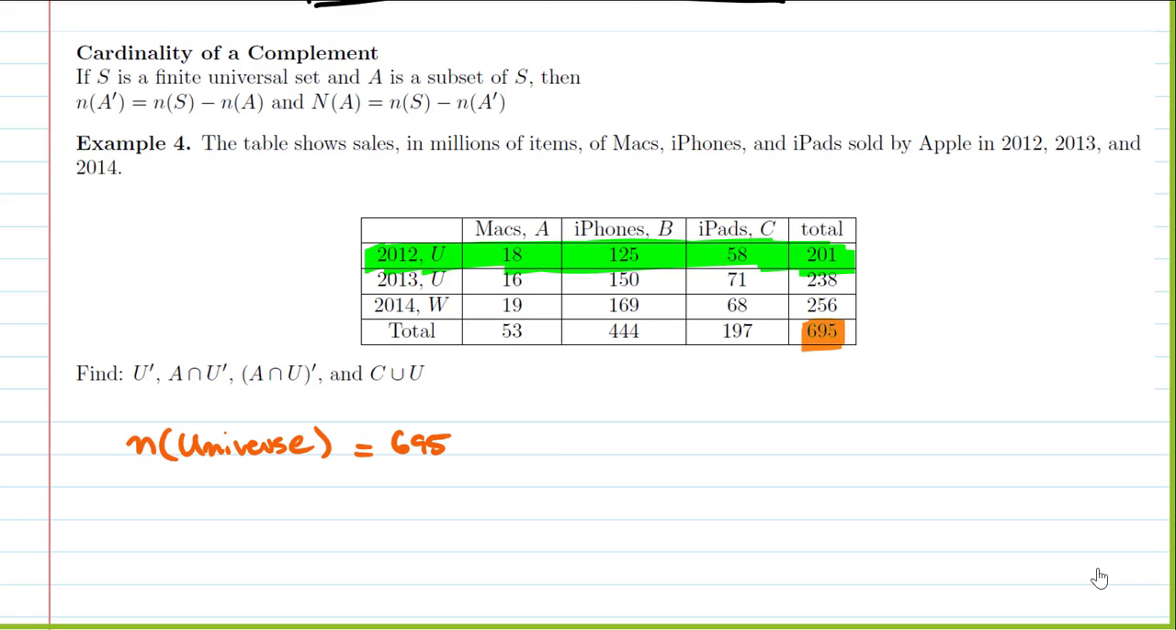So then the number of things in U prime is going to be the number of things in the universe take away the number of things in U, which is 201. So that gives us 494.